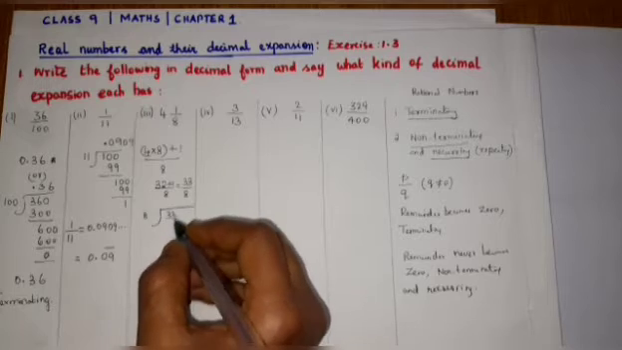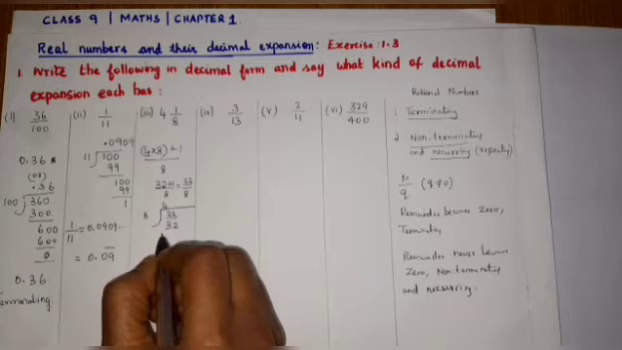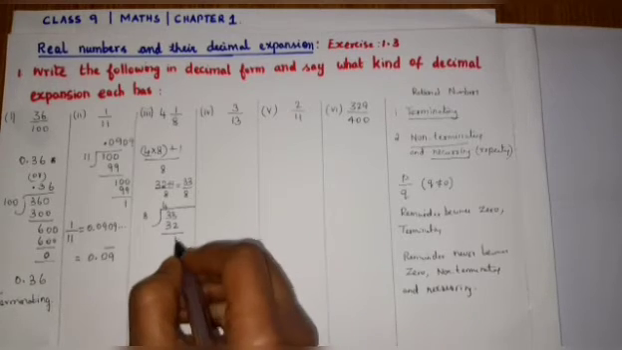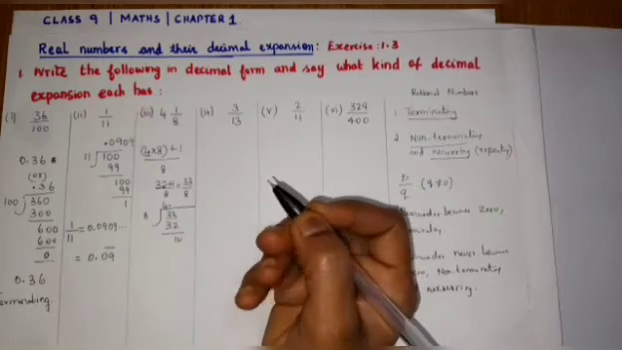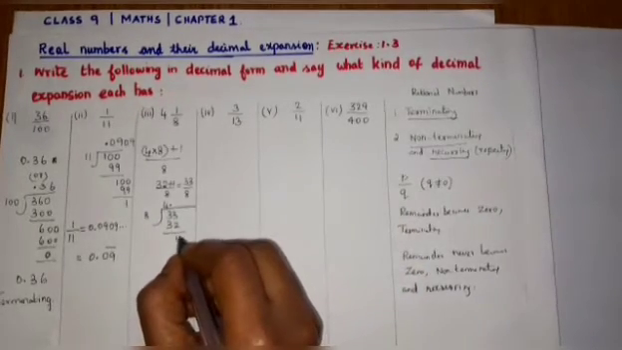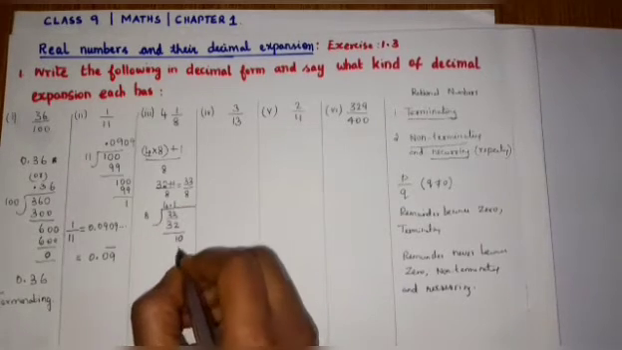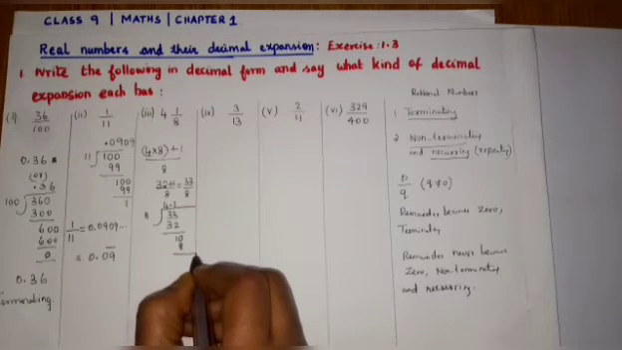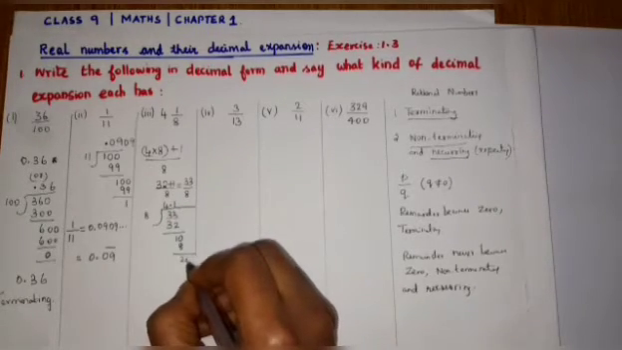So here the first number is 4. 4 eights are 32. The remainder is 1. Again you put a point in the quotient, then add 0 to the right of the number. Then 1 eight is 8. Again you subtract, you will get 2 as remainder. Again you add 0.